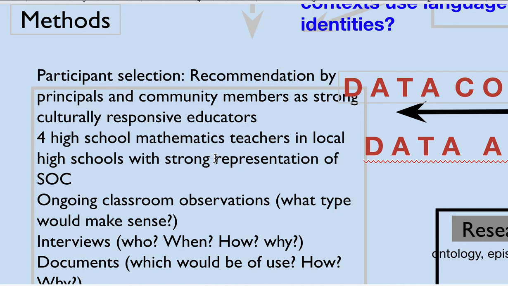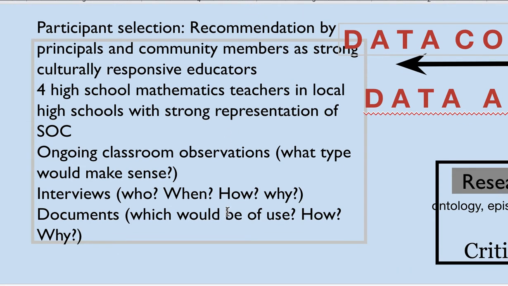You can think about what types of observations would make sense, like what level of participation makes sense, how would my positionality, in my case as a white middle class woman, and all the other perspectives I bring into the situation, shape the kind of observation that would make sense? What should my focus be? If I want to do interviews, who should I interview, when, how, why? What kind of questions would I ask? And then documents, what would actually be of use?